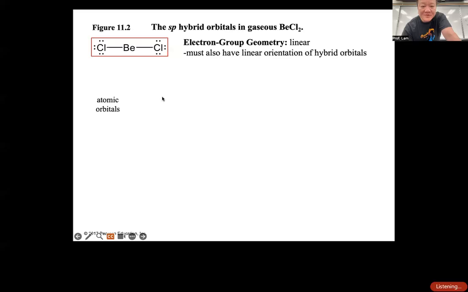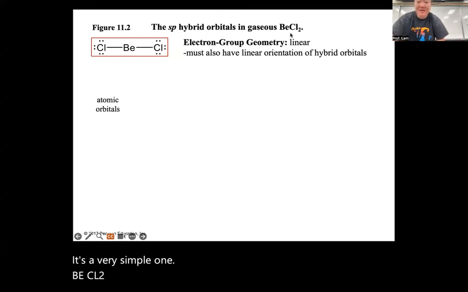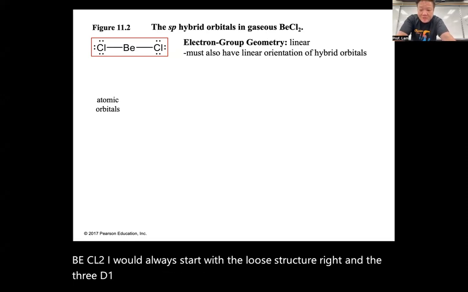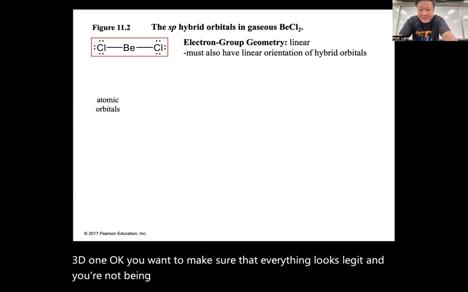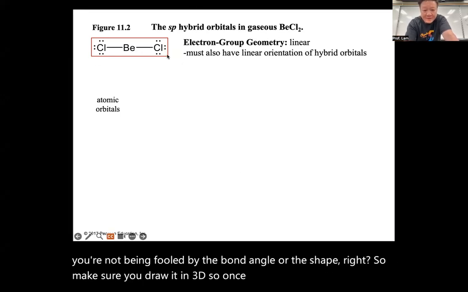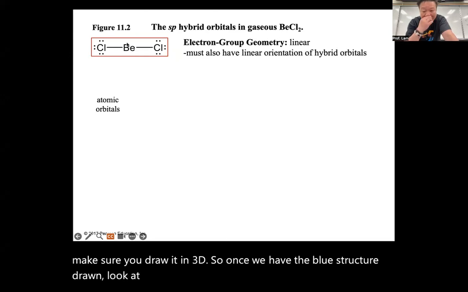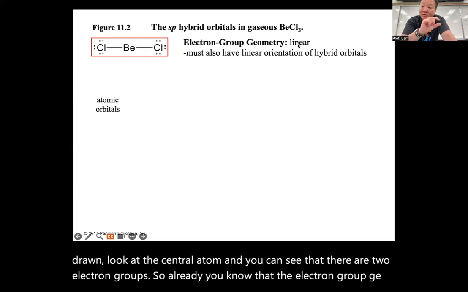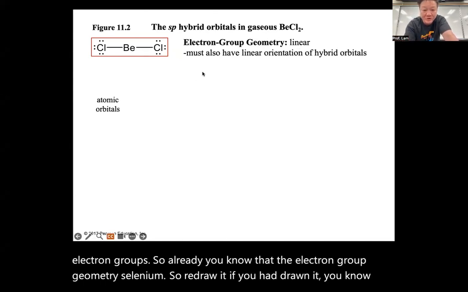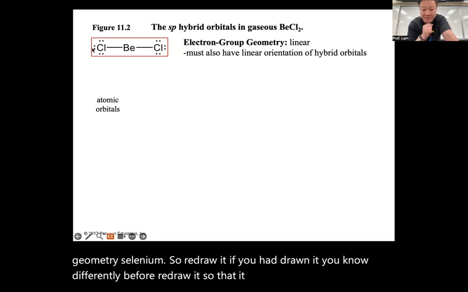All right, so let's first do this very simple one, BeCl2. I would always start with the Lewis structure, and the 3D one. You want to make sure that everything looks legit, and you're not being fooled by the bond angle or the shape, so make sure you draw it in 3D. Once we have the Lewis structure drawn, look at the central atom, and you can see that there are two electron groups. So already you know that the electron group geometry is linear. Redraw it if you had drawn it differently before, so that it is linear, straight across.